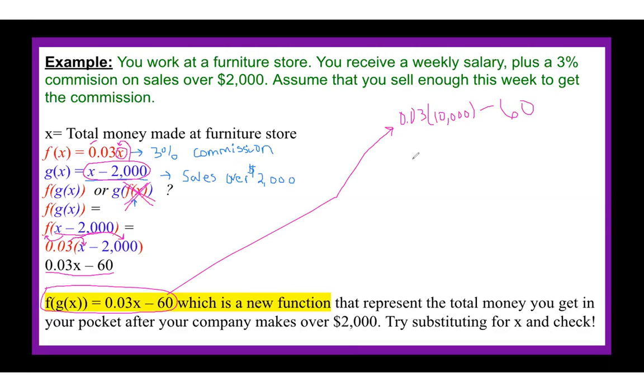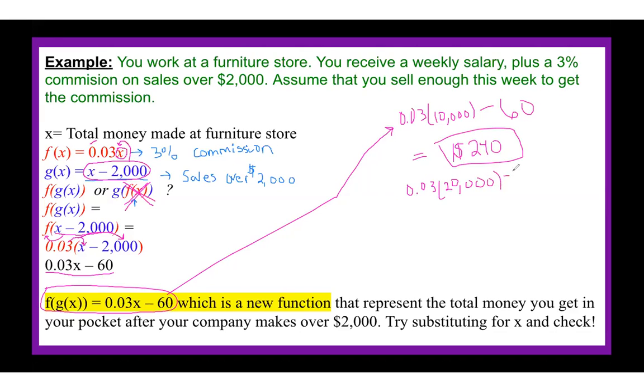So if I sell $10,000 in furniture in my store, the commission I get is only 240. Not that much, to be quite honest. 3%. So if you do the math on your phone, you'll see that. And you could test it out. Let's say if I make 20,000, I don't know, maybe you get much more if you sell an overall of 20,000 in furniture. Try this one. Let's see what's worth our time.